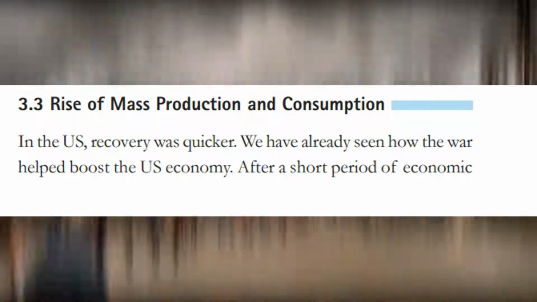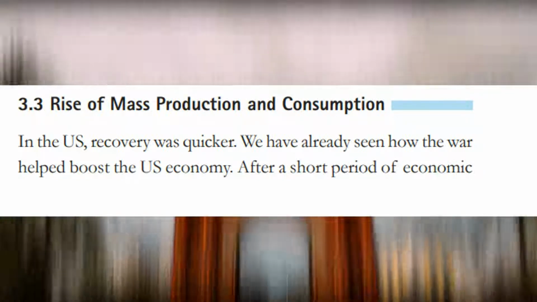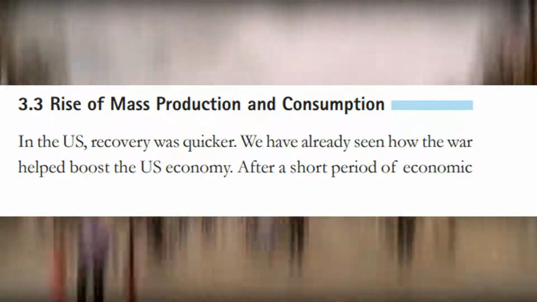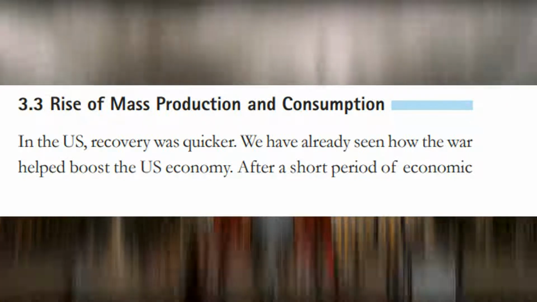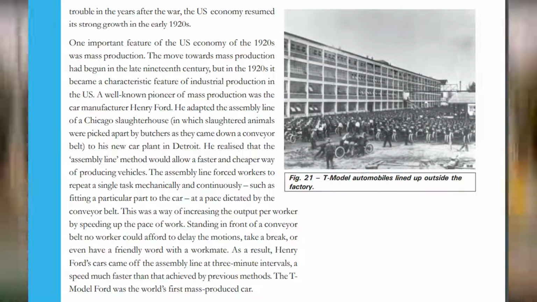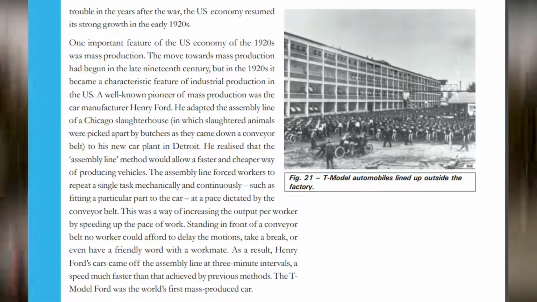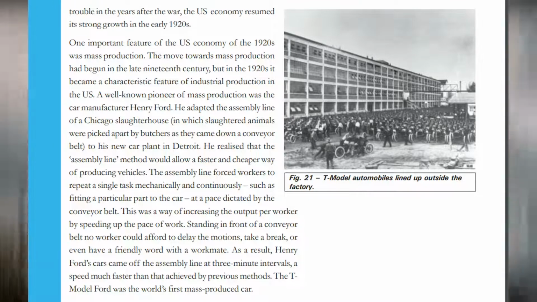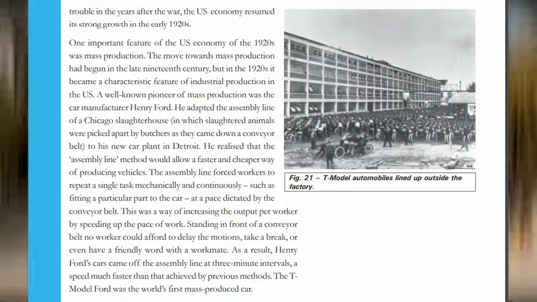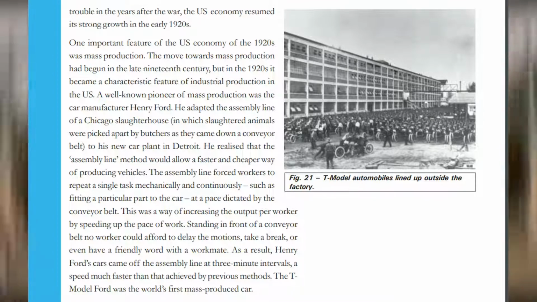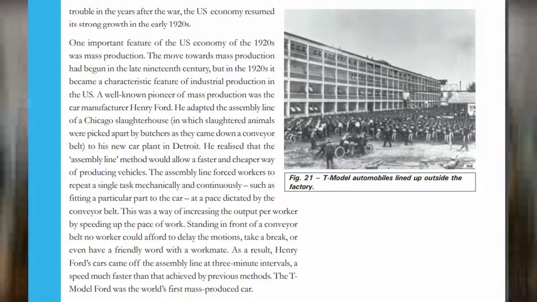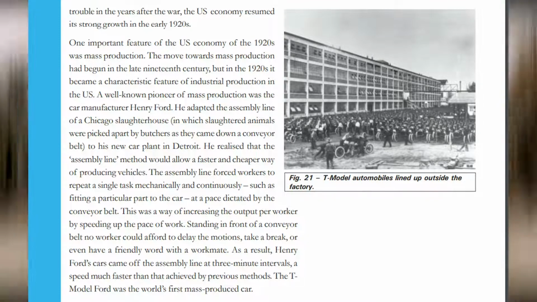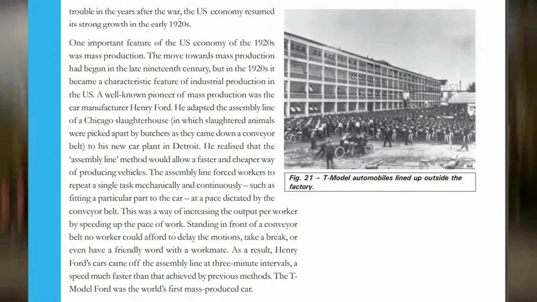3.3 Rise of mass production and consumption. In the US, recovery was quicker. We have already seen how the war helped boost the US economy. After a short period of economic trouble in the years after the war, the US economy resumed its strong growth in the early 1920s. One important feature of the US economy of the 1920s was mass production. The move towards mass production had begun in the late 19th century, but in the 1920s it became a characteristic feature of industrial production in the US.